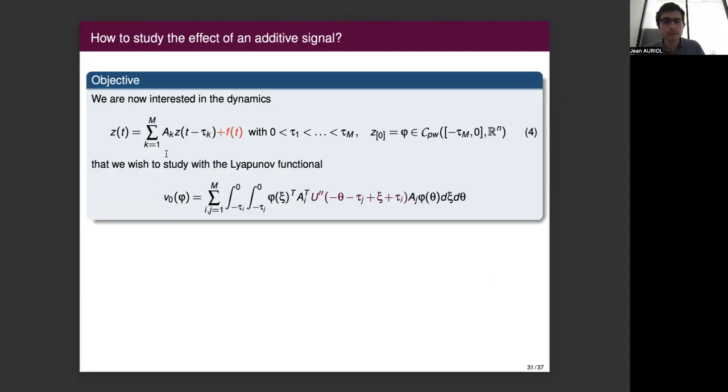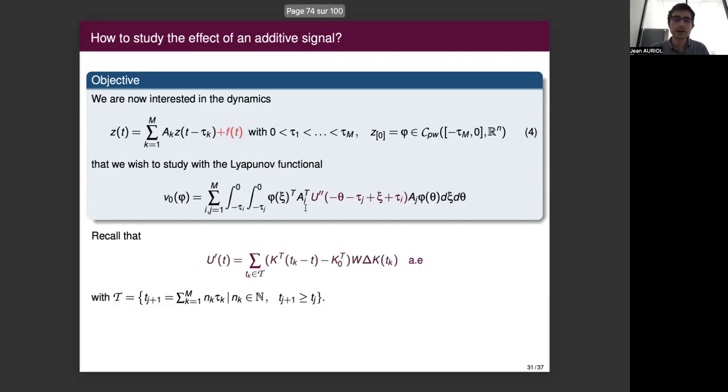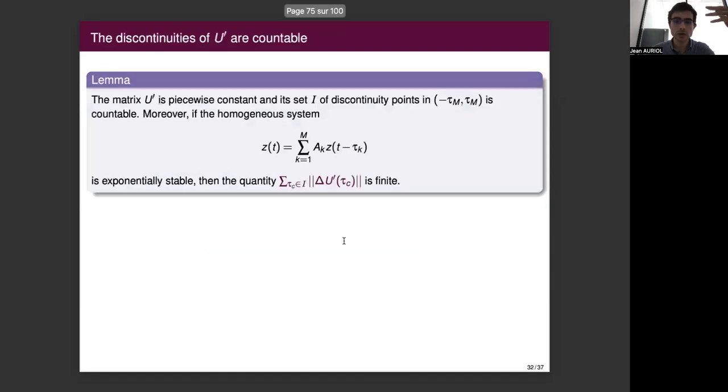We have killed the integral term, but we still have this disturbance term, f of t. And we want to see the effect of this f of t on the functional V1. To do so, first, we will consider the functional V0, which is defined like that. We have some properties for U prime, which can be related to the matrix K. You can show that the matrix U prime is piecewise constant and the set of its discontinuity points is countable. Moreover, if the system is exponentially stable, which is the case, then this quantity is finite.